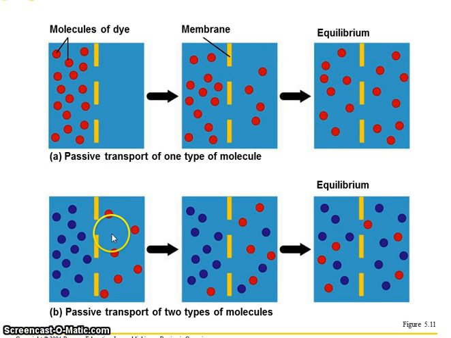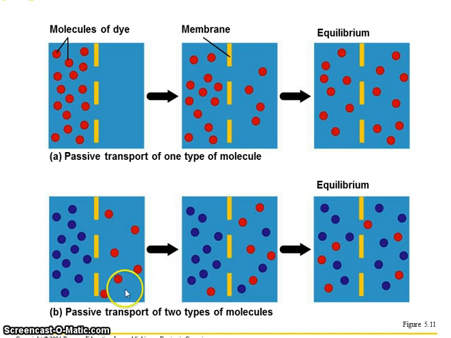And this shows two types of molecules. So this purple is highly concentrated on the left half. It's got a very low concentration on the right half. So what it does is it moves down its concentration gradient from high to low, and it spreads out.